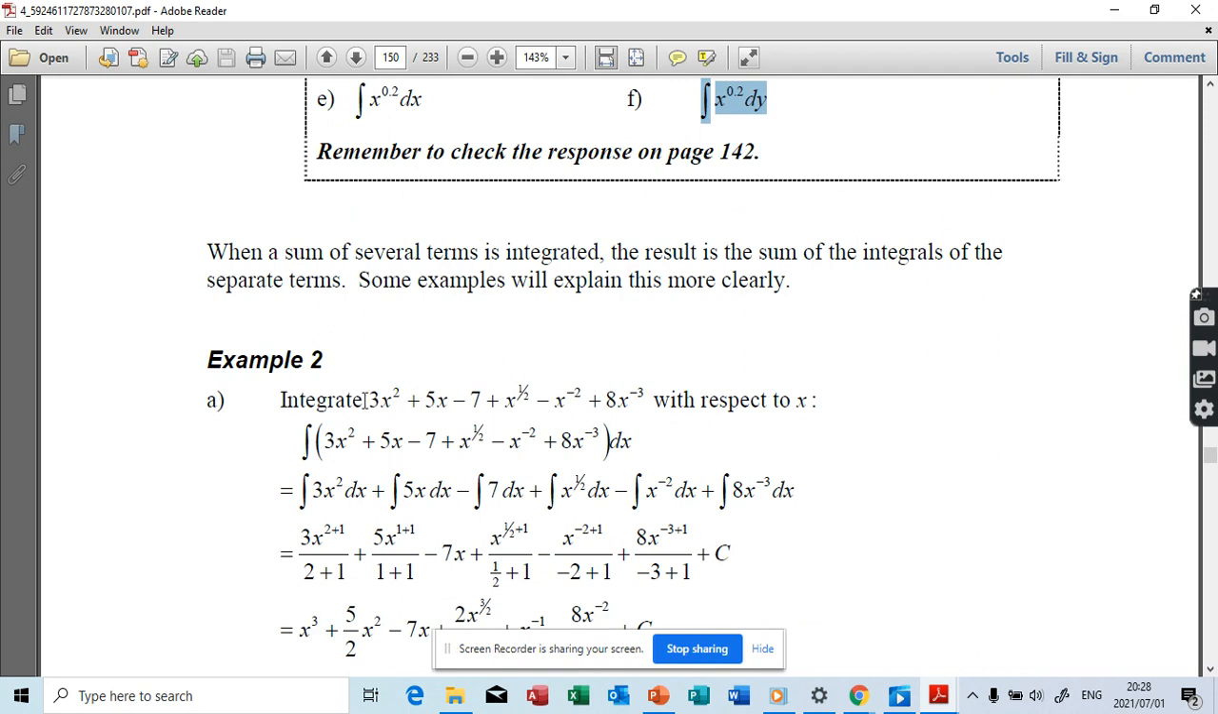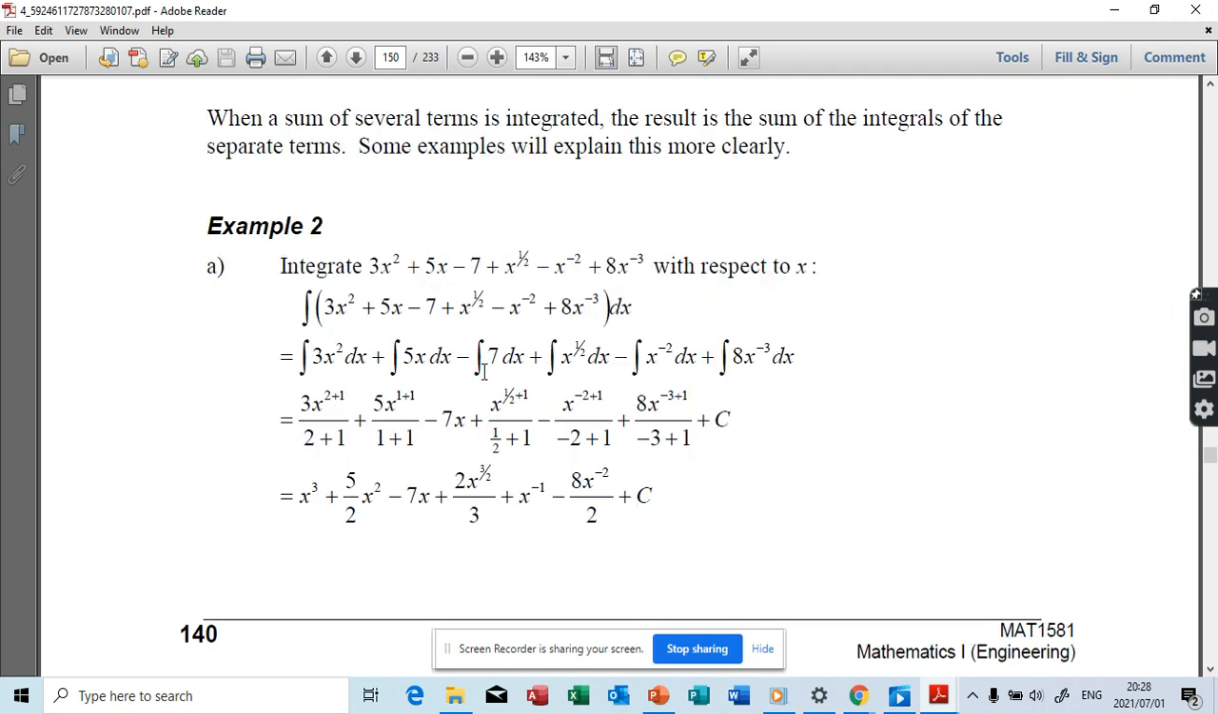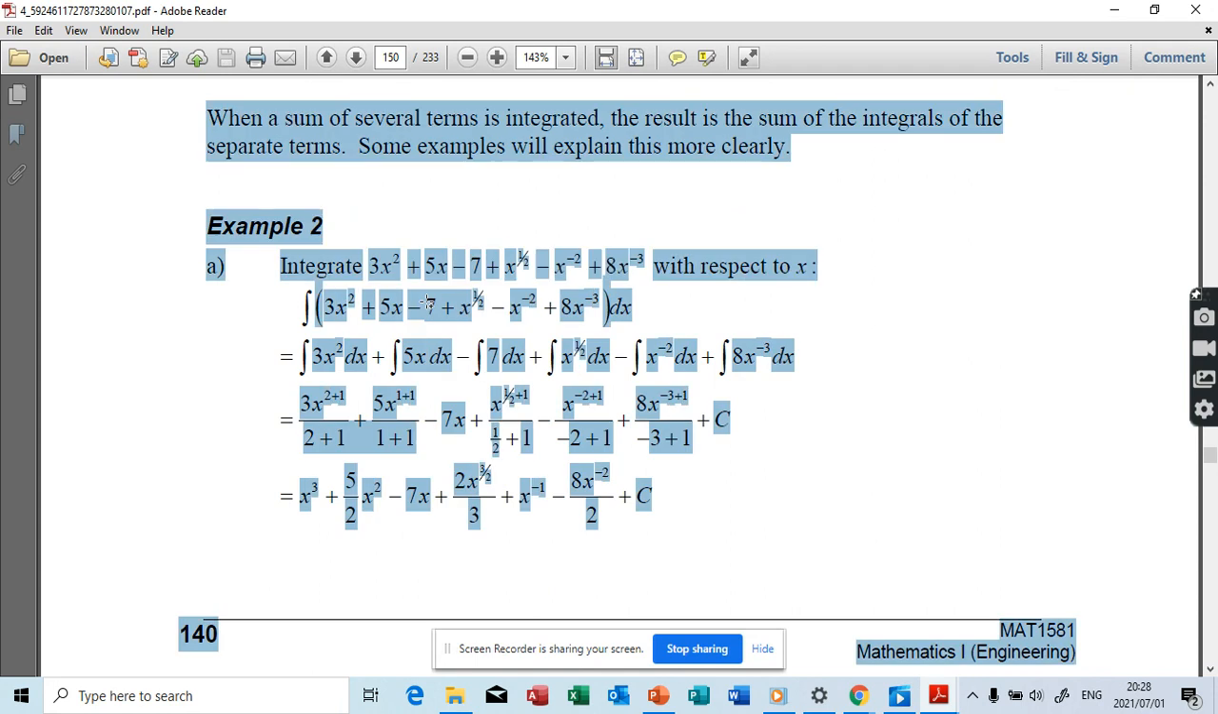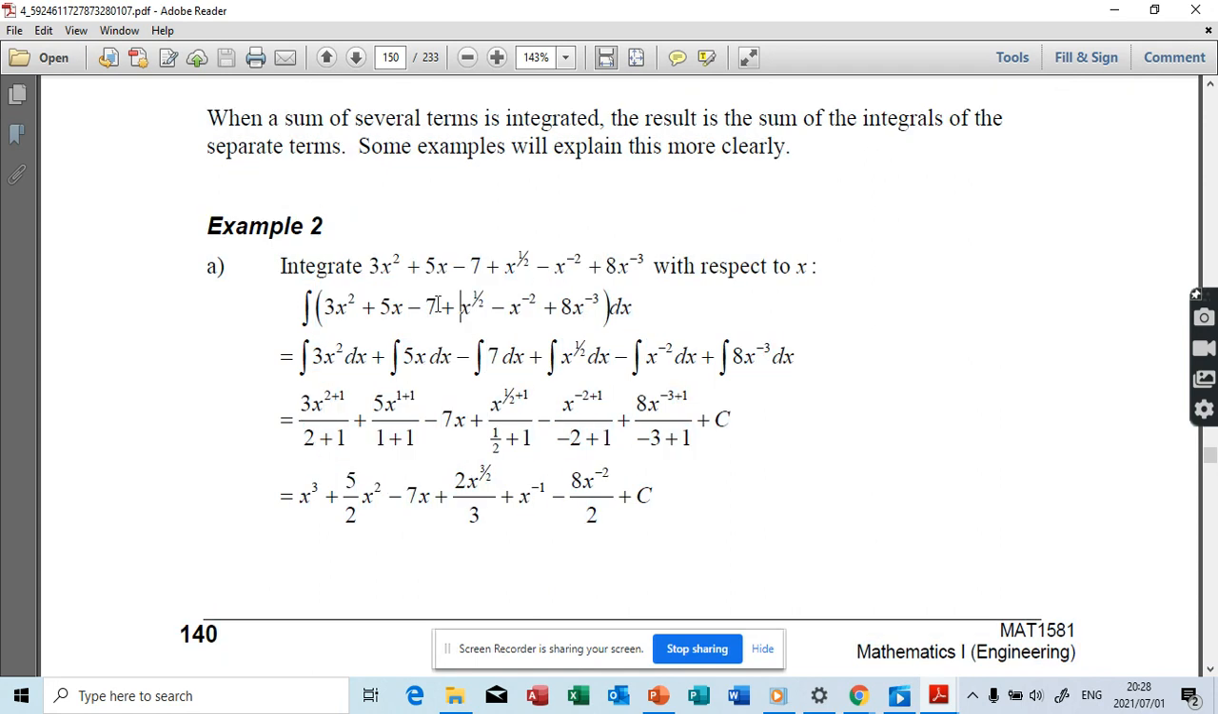You see we did this, guys. This example 2. We did cover this example 2. This is your constant. Sorry, this 7. Can I highlight this 7, guys? This 7 is a constant. So how do you integrate a constant? You'll see they got 7x. Do you see your answer there? There is your 7x.